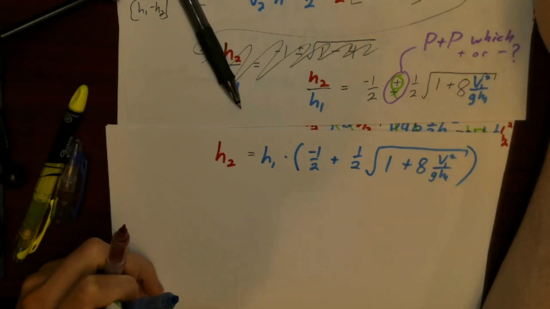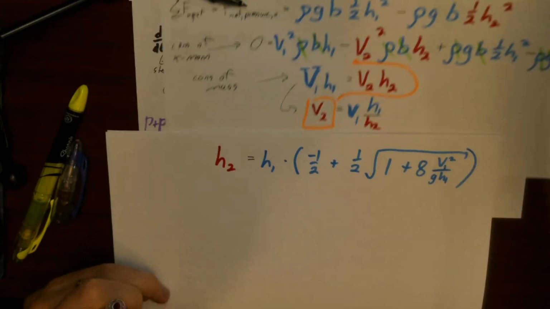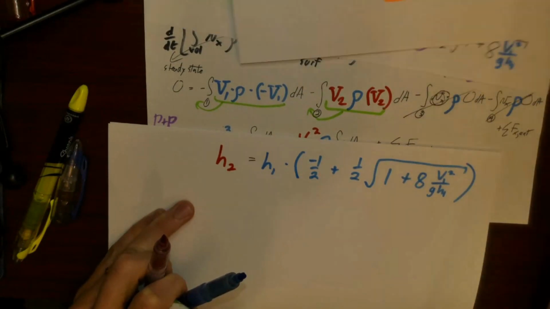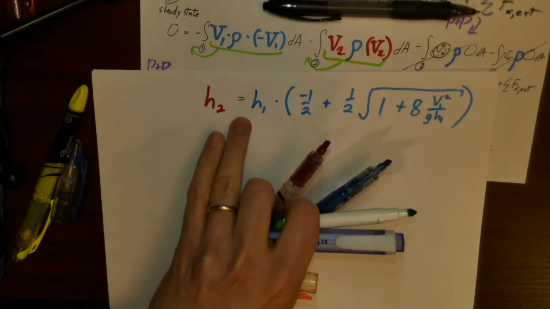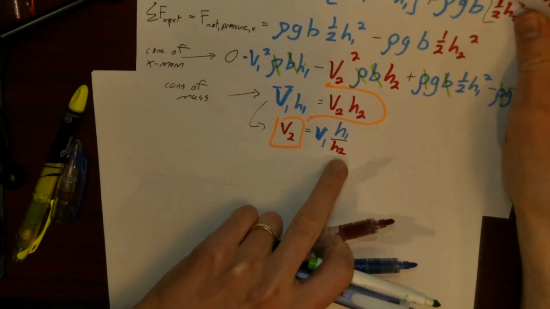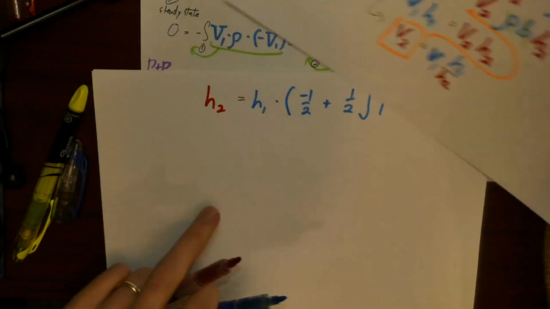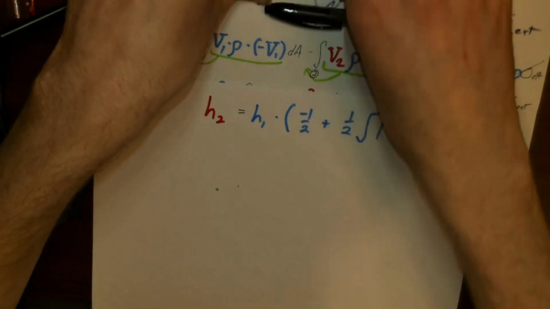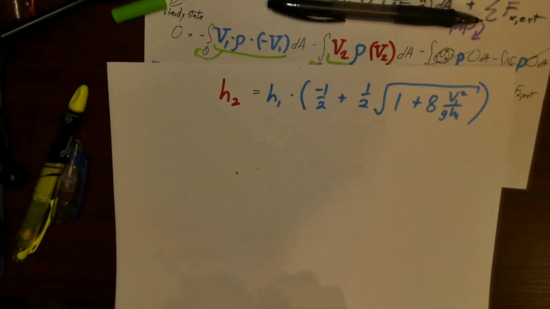And if you wanted to go back and figure out what v2 was, you could just plug this result back into your conservation of mass, right? You could just plug h2 back into conservation of mass. We could just plug h2 in here and get v2 if we wanted to, right? We just plug this result back here. But I'm not even going to bother to do that because, whatever, who cares? I'm satisfied with figuring out h2.